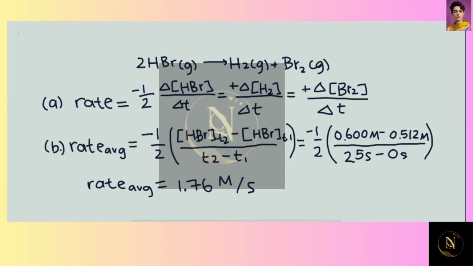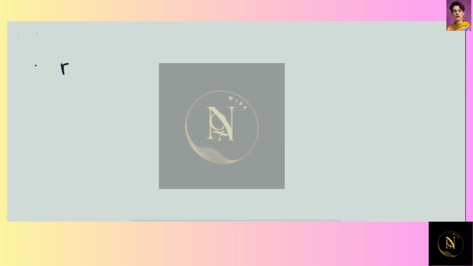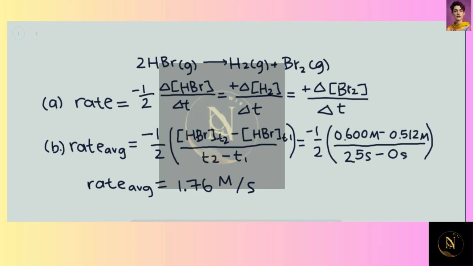So let's actually go into another tab. So from part B, the rate is going to be equal to 1.76 times 10 to the -3 M per second. And I actually think I forgot to write that here. Times 10 to the -3.